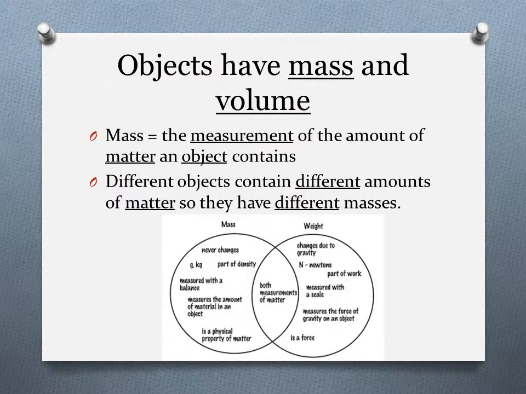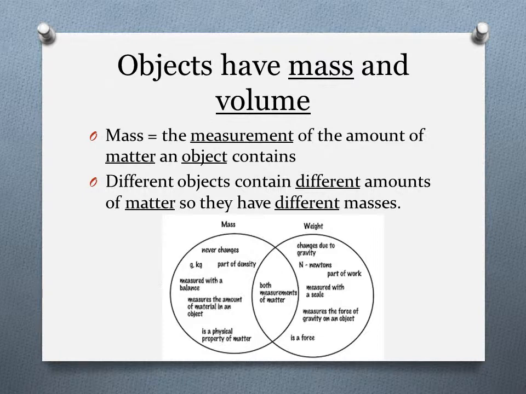Objects have mass and volume. Today we're going to be talking about mass and volume. Mass is the measurement of the amount of matter an object contains. Different objects contain different amounts of matter, so they have different masses.